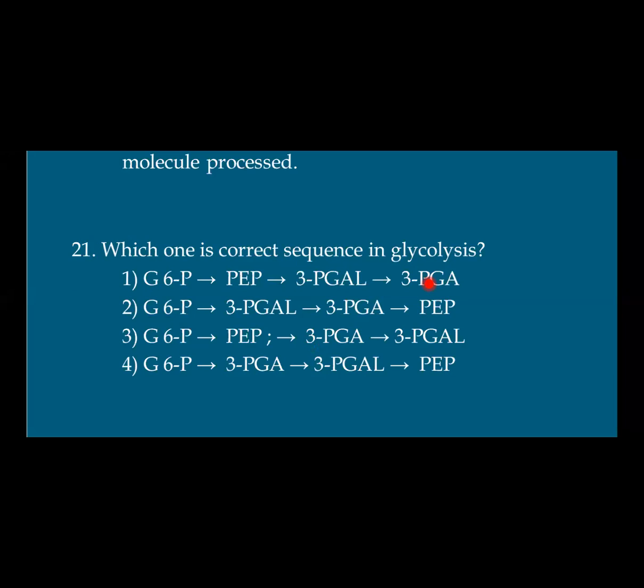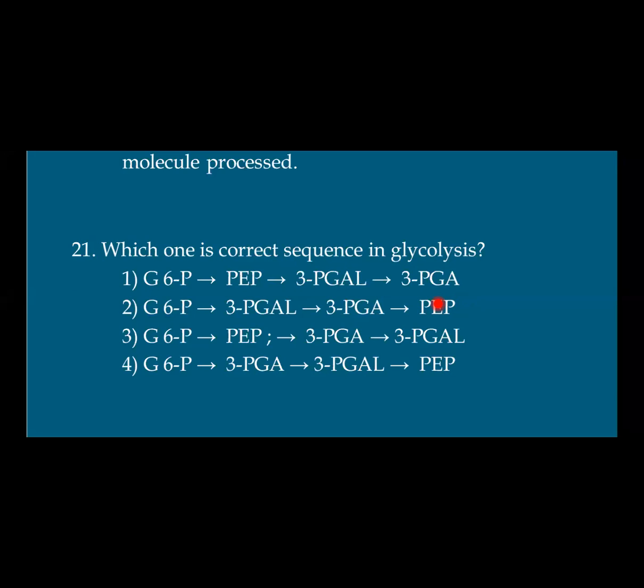Which one is the correct sequence in glycolysis? You have to find out the correct sequence. Already I have shown the chart. G6P, glucose 6-phosphate, converts to phosphoenol pyruvate, converts to phosphoglyceraldehyde, converts to phosphoglyceric acid. Totally wrong. PEP will never form PGAL and PGA. Option 1 is wrong. Option 2, glucose 6-phosphate converts to 3-phosphoglyceraldehyde, right? Glyceraldehyde will form phosphoglyceric acid, right? And glyceric acid will form phosphoenol pyruvate, right? Option 2 is absolutely right here.